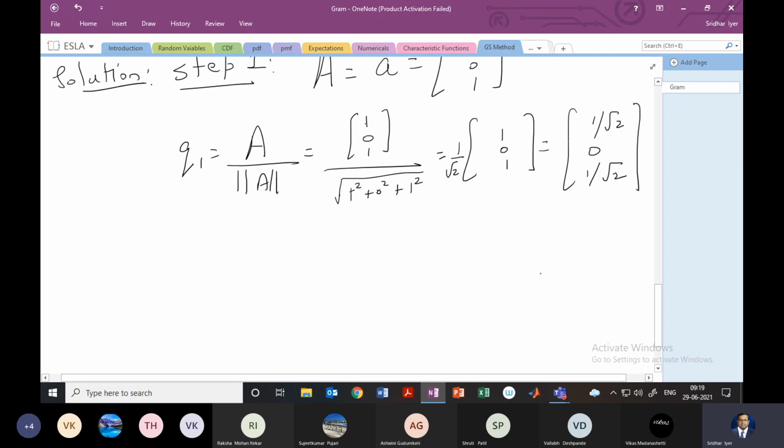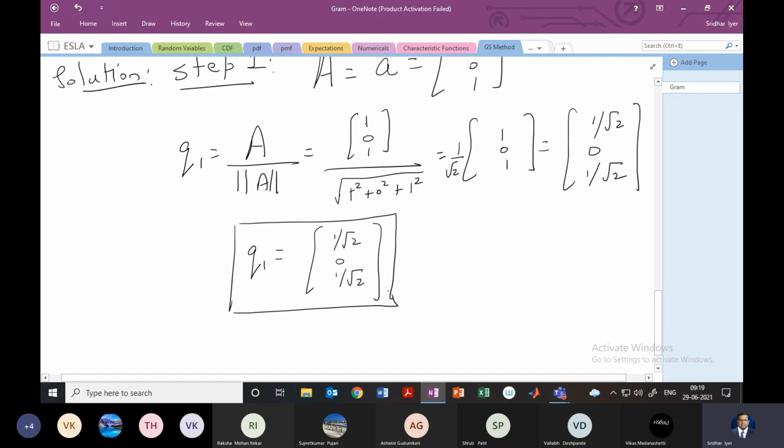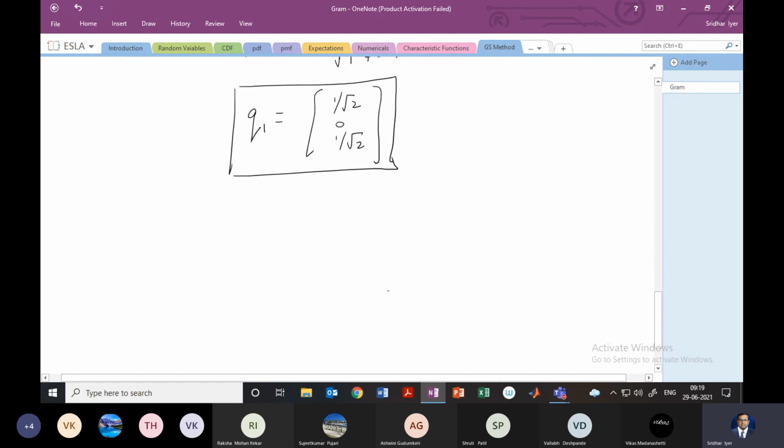So the first step is we need to find Q1. I will rewrite Q1 and put that in a bracket. It will be useful for us. Q1 is 1 by root 2, 0, 1 by root 2. So this is step number 1. Now we'll move to step number 2.